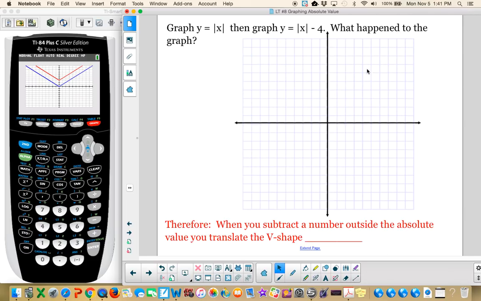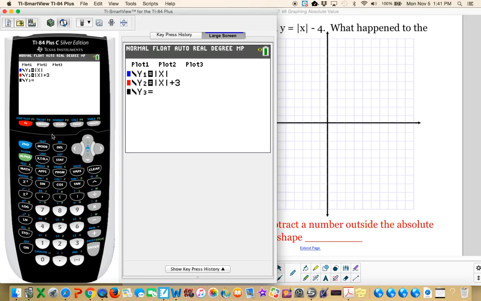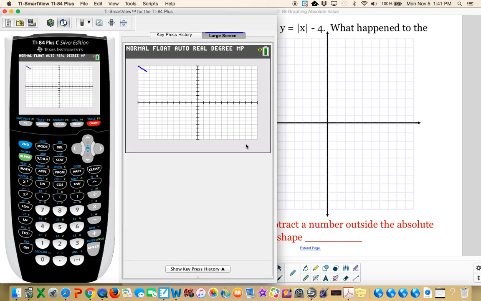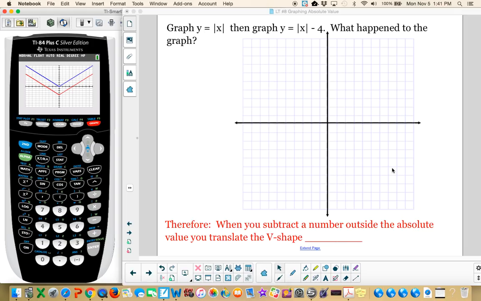What do you think happens if I subtract 4? Let's go to the graphing calculator, arrow down and over, and let's subtract 4. Then go to graph. It translated down the graph 4.